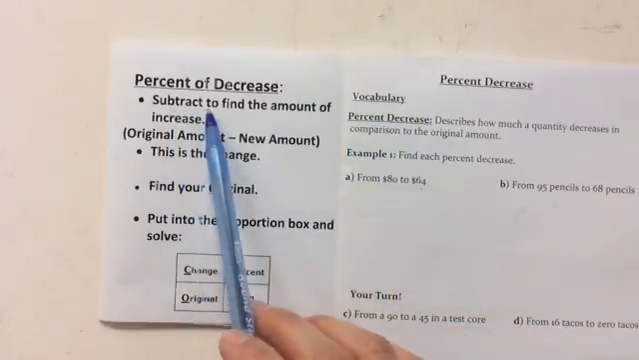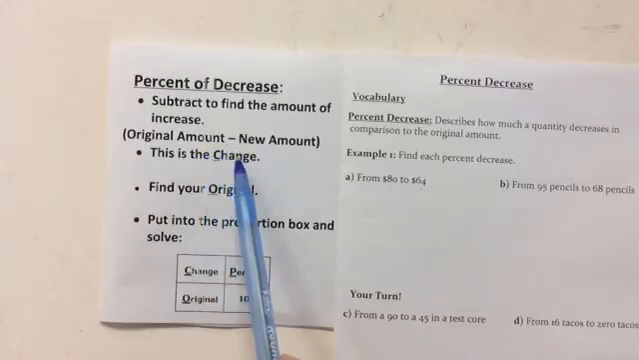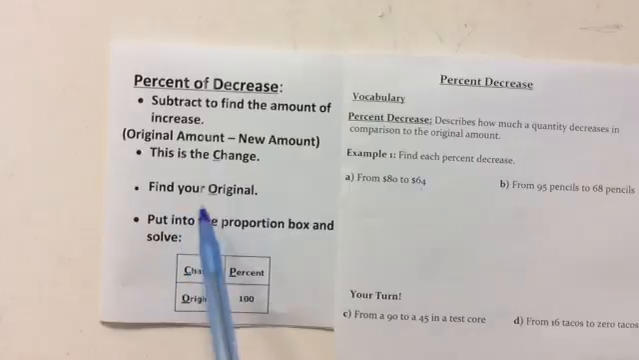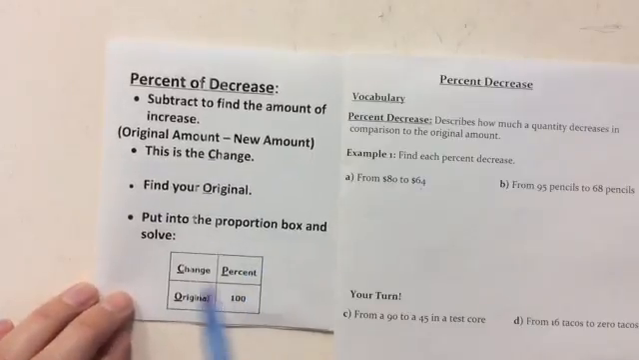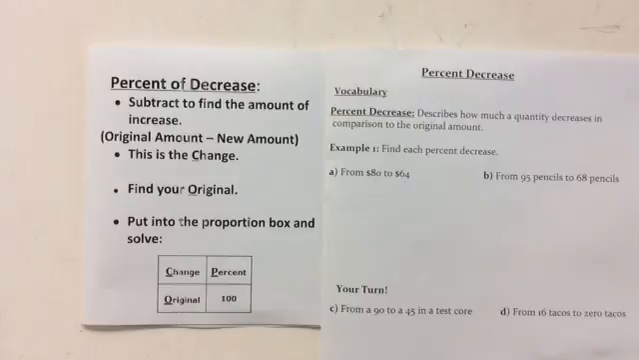First, you're going to subtract to find the amount of change: original amount minus the new amount. That's your change, okay? And then you find your original, and we're going to use our percent proportion again. So it's almost like what we were doing in our previous video. And we're going to get started now.